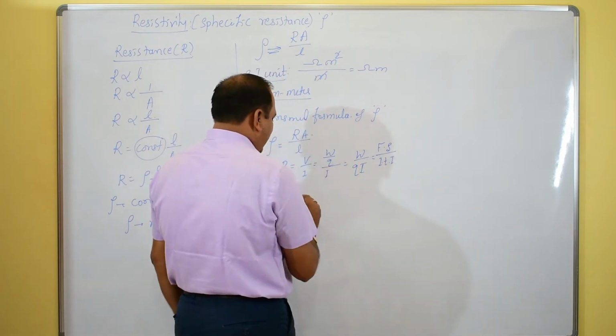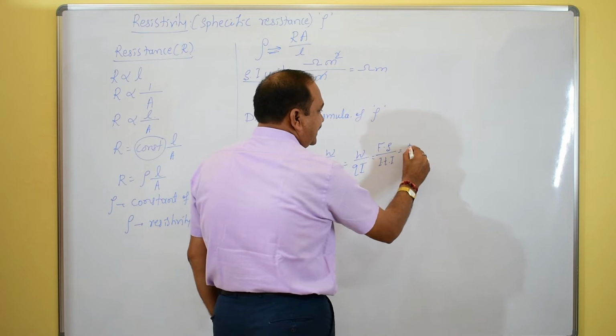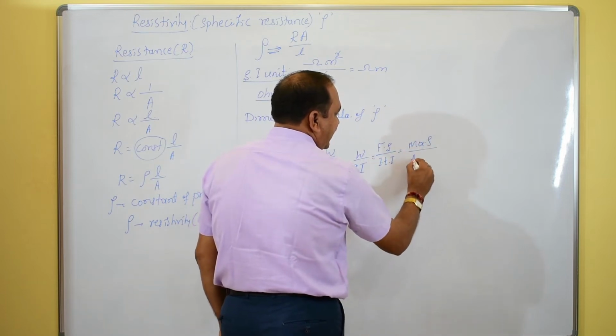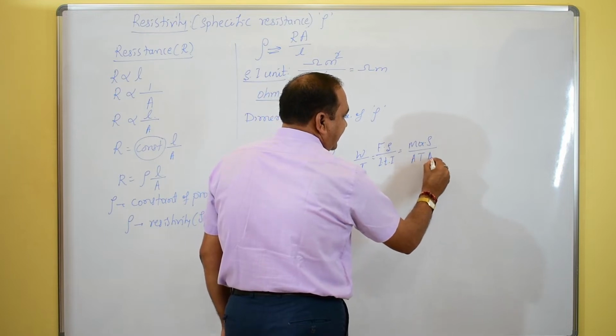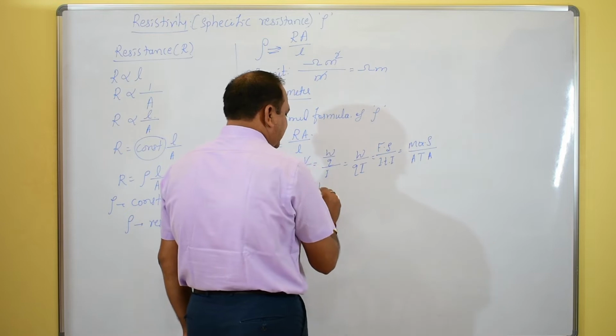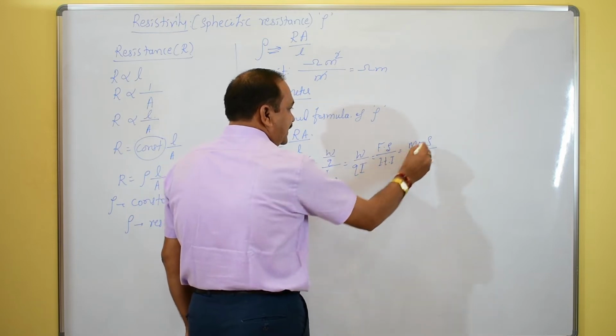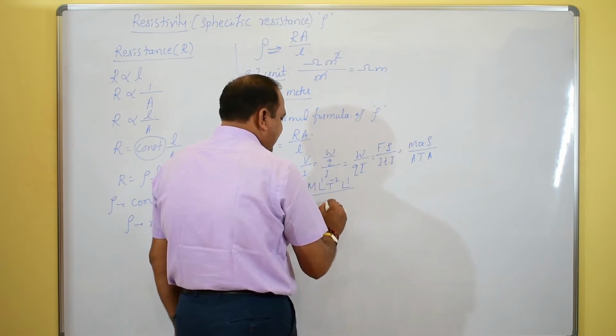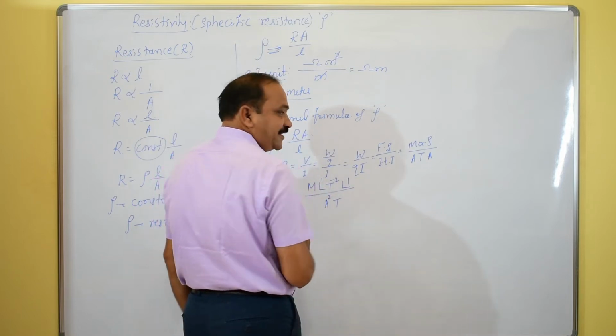In a simple way, you can write F as MA, and S means distance. So M is M1, acceleration A is L1 T minus 2, S is again L1, and the denominator is A square T.